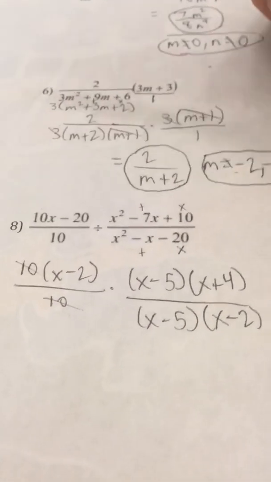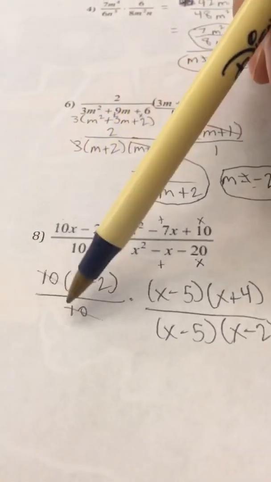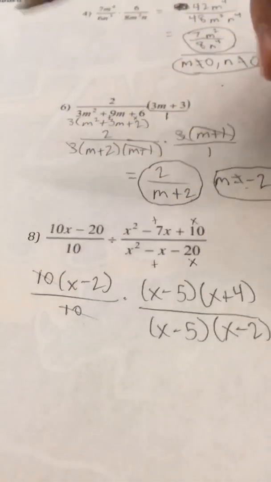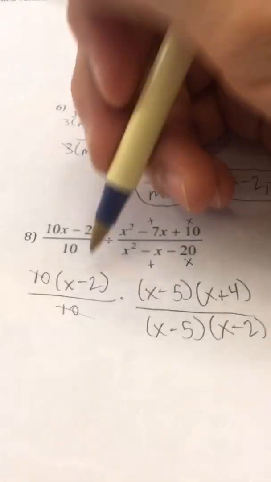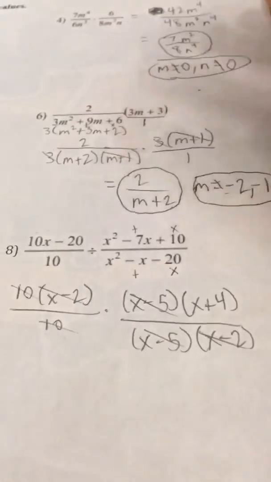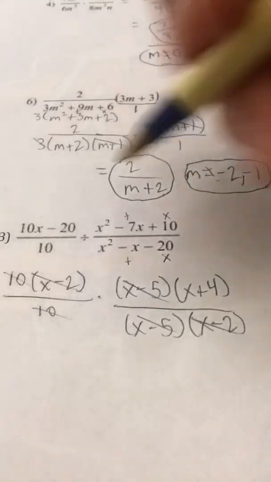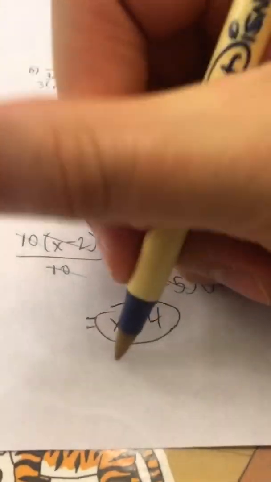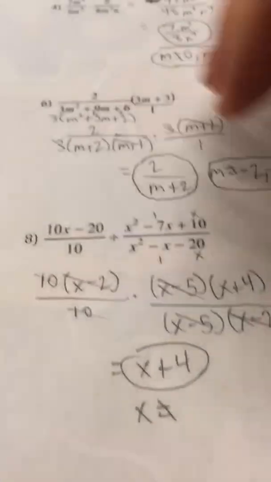So now, let's cancel a few more things. We already said 10s cancel. Remember, you can cancel diagonally or up and down. So x minus 2s will cancel. The x minus 5s cancel. What's the only thing left in the problem? X plus 4. So there's my answer. And then x cannot equal, I need to look everywhere now.